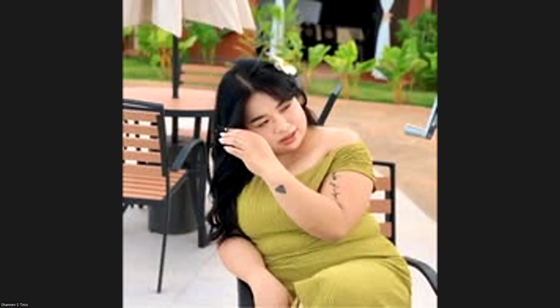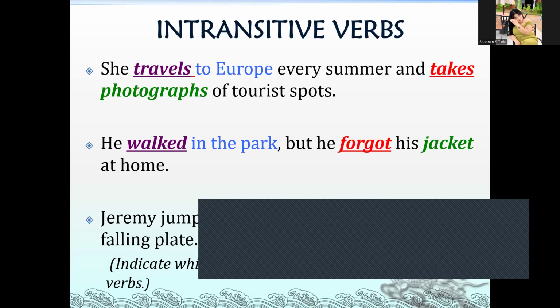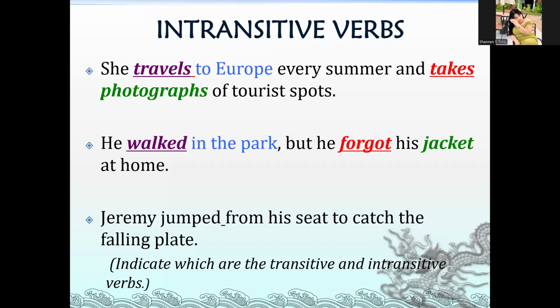She travels to Europe every summer and takes photographs of tourist spots. So it's an intransitive verb. Why? Because nobody receives the action. He walked in the park, but he forgot his jacket at home. So these are all examples of intransitive verbs. Another one is Jeremy jumped from his seat to catch the falling plate.